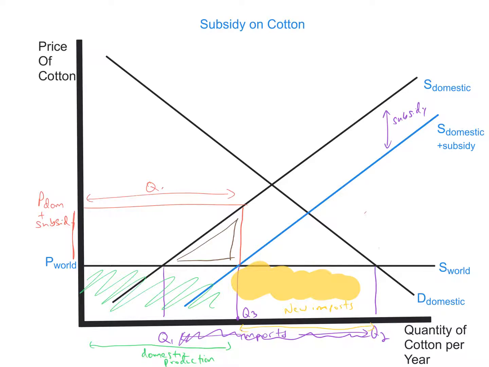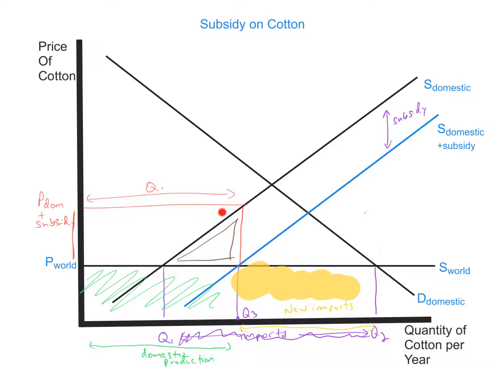Why? Because you are asking the production to shift from P world, which represents the world price. You can get as many goods as you want at the world price. You're no longer going to have them made at the world price. You're going to have them made at the higher domestic price. So you're paying all of this extra money to shift production to your domestic suppliers. This is an efficiency loss or a deadweight loss.